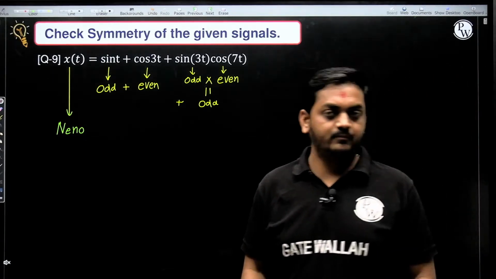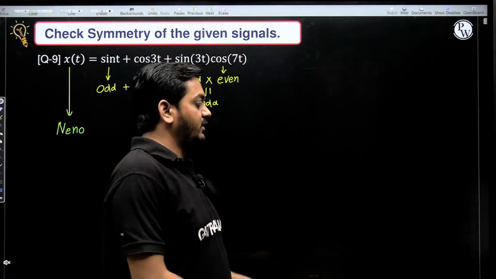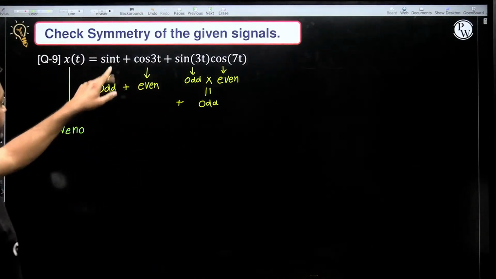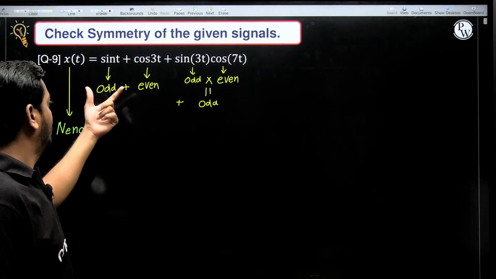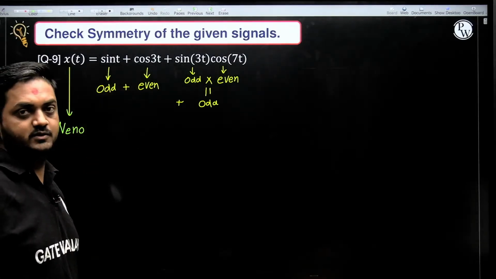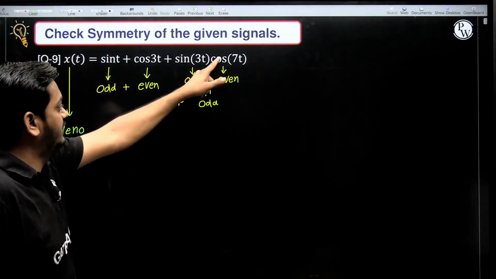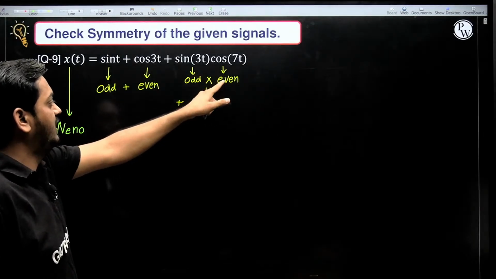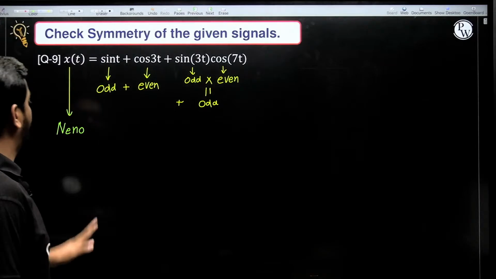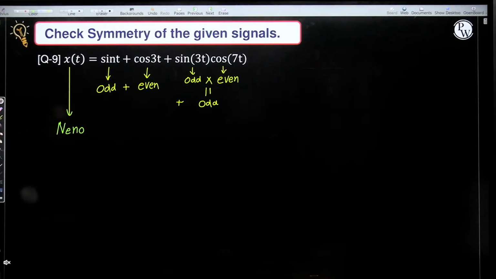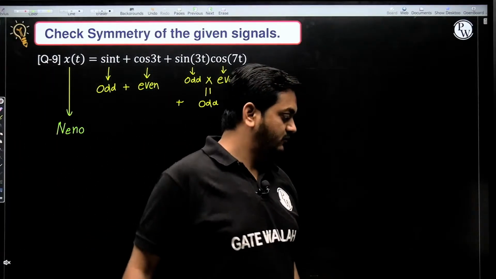See, again I am repeating, guys. Let me repeat once. Sin t is an odd function, cos 3t is an even function. So directly you can see here, odd plus even is nothing but a neither signal. Okay. So this is odd and this is even. So odd multiplied by even is nothing but an odd signal. So odd plus even plus odd is neither even nor odd signal. Clear now? Fine.